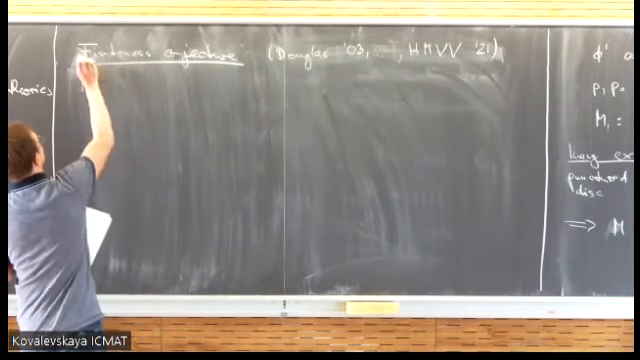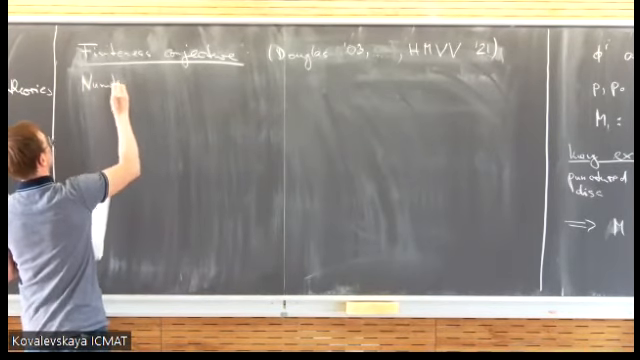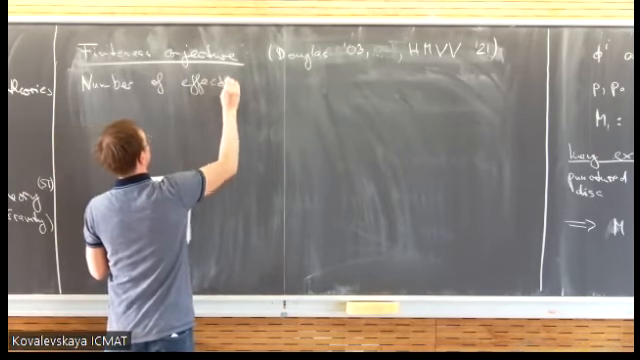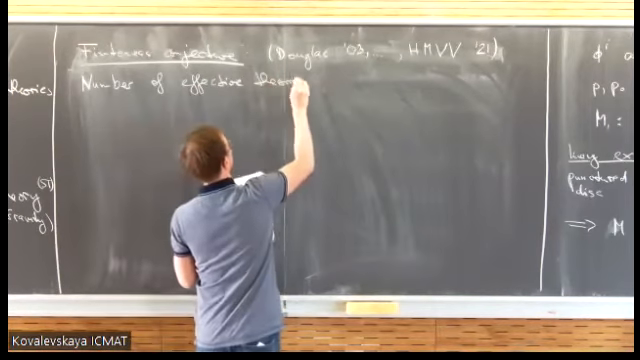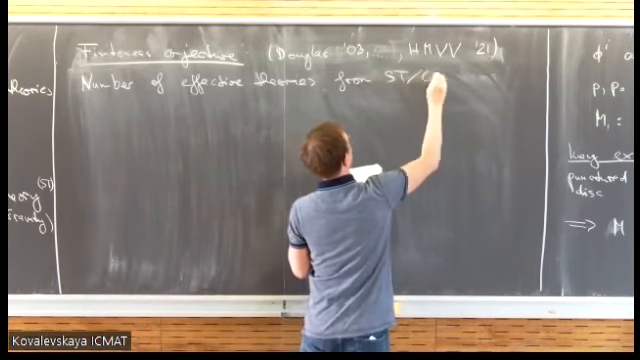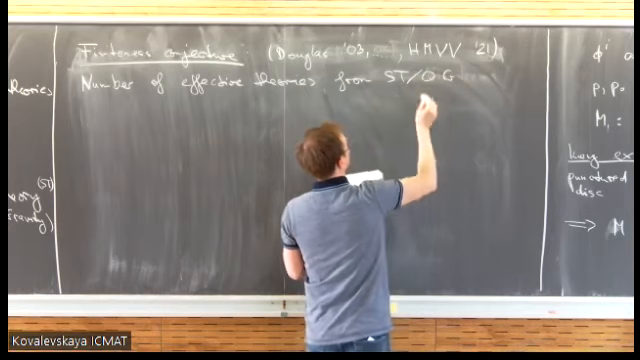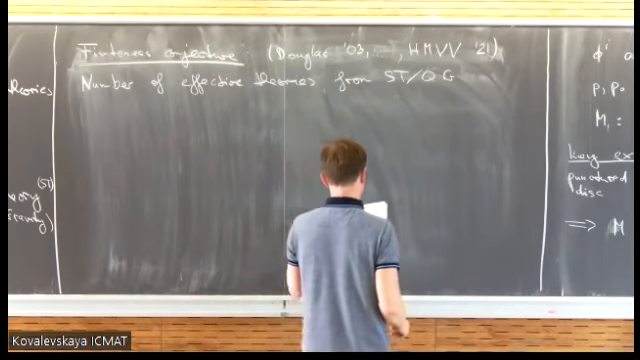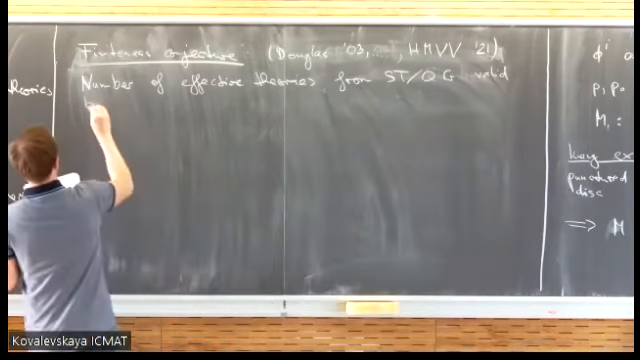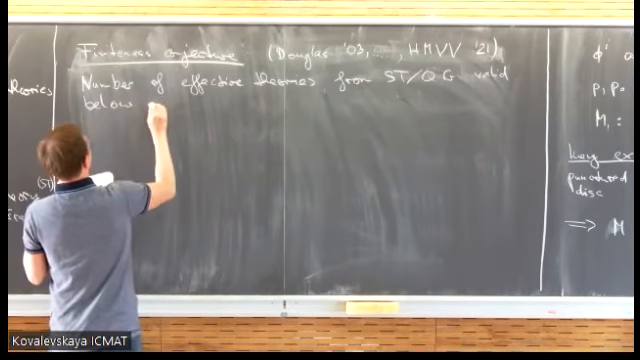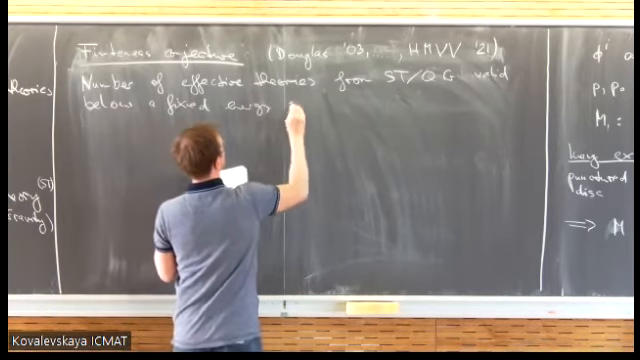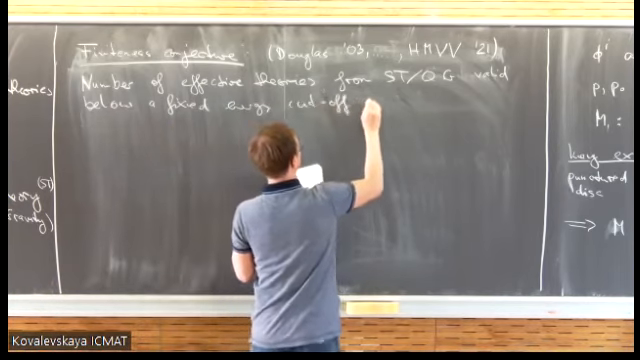Now, the statement is the following: the number of effective theories from string theory, quantum gravity, valid below a fixed energy cutoff, is finite.